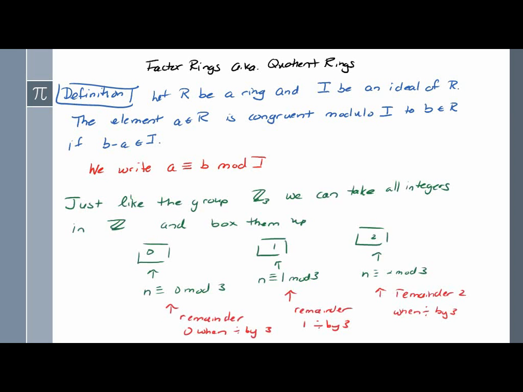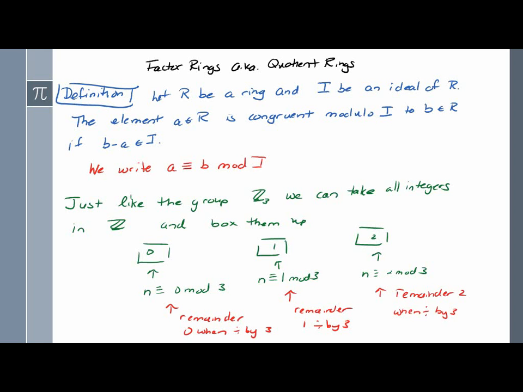That's all this is. Just like the group Z3, you can take all the integers in Z and box them up into 3 boxes: 0, 1, and 2. You can do the same here, and in fact most abstract algebra books start like this. They have you look at equivalence classes with congruences. So you can take all the integers that are 0 mod 3. That means you can divide them perfectly by 3, because n minus 0 is divisible by 3, right? So you put them all into this box. Anything that's congruent 1 mod 3 goes into this box, and anything that's congruent 2 mod 3 goes into this box. It's the same thing as looking at the remainders when you divide by 3.